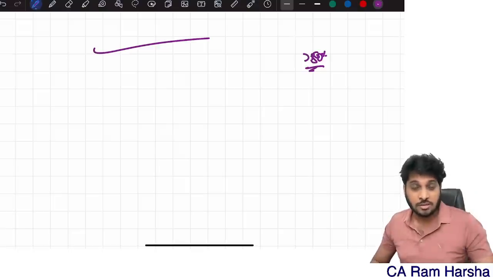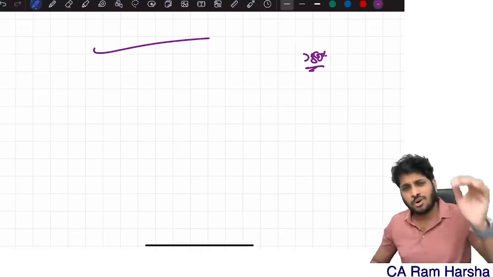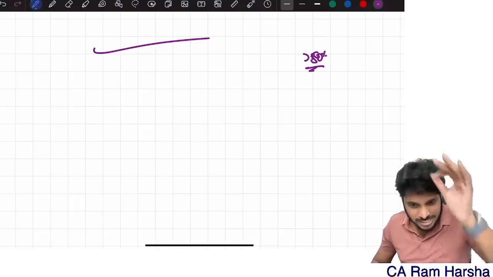Yes, this is not an exception. This is normal for everybody. More than 50% of the students get the first question itself wrong.